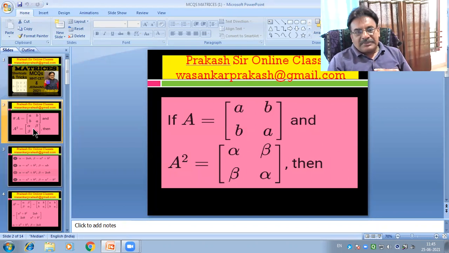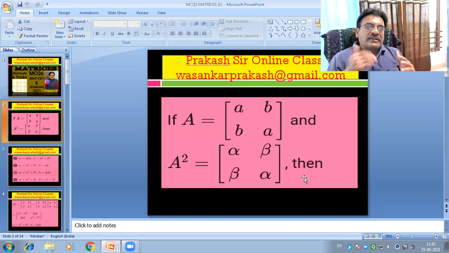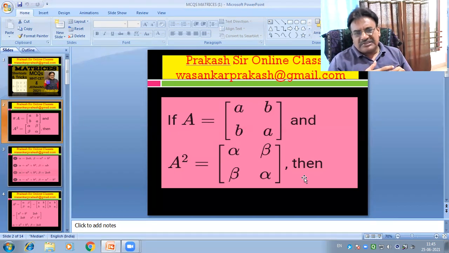In the first multiple choice question, two matrices are given. First matrix is A, which is matrix ABBA, and second matrix is A square, which is equals to matrix alpha beta beta alpha. Then we find here the value of alpha and beta. So this is one very simple multiple choice question. Here A square is given. So from this A matrix, first we find A square matrix.